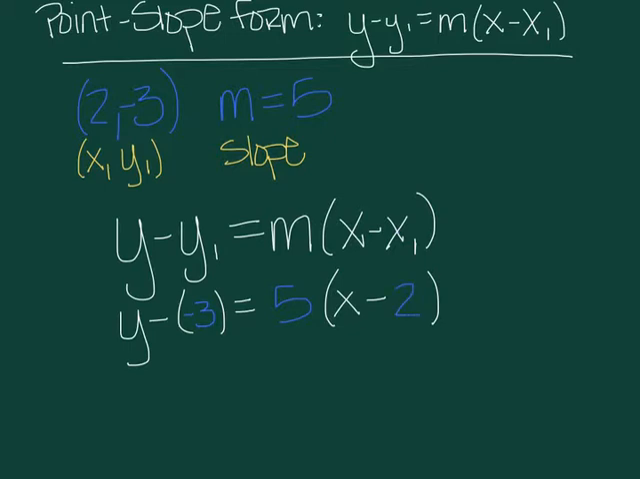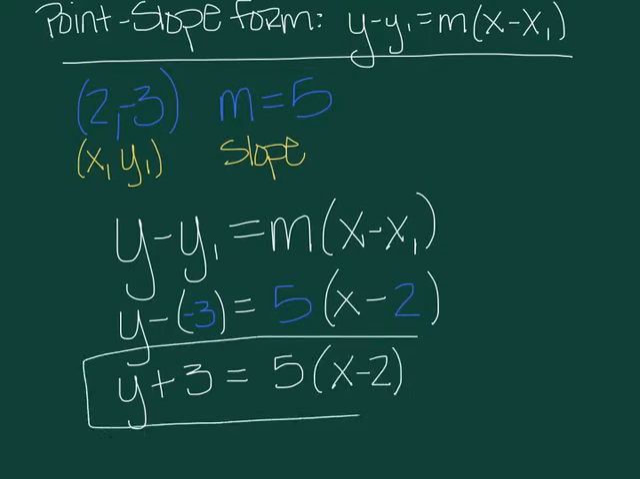Let's just clean this up a little bit. Right here we have a negative times a negative, which is a positive. So y + 3 equals 5 times the quantity, x minus 2. We don't need to go any further than that to have it in point slope form. Kind of nice, right? Don't have to continue on to the distributive property or any of that kind of stuff. We will once we convert to other forms, but to just put something in point slope form, that's as far as we need to take it.